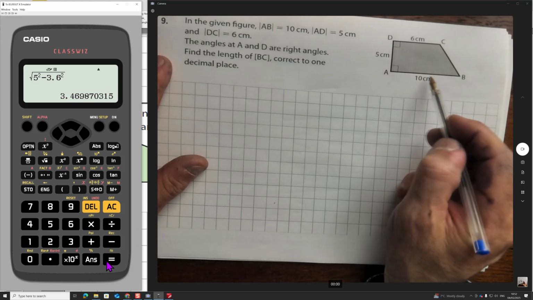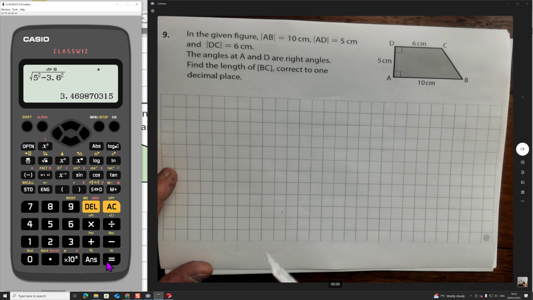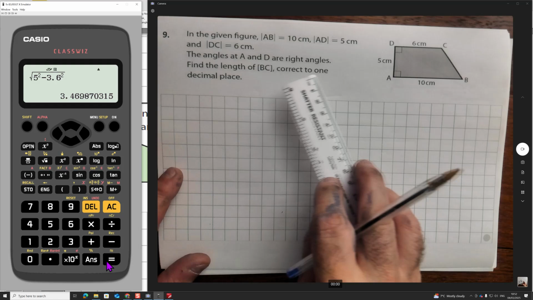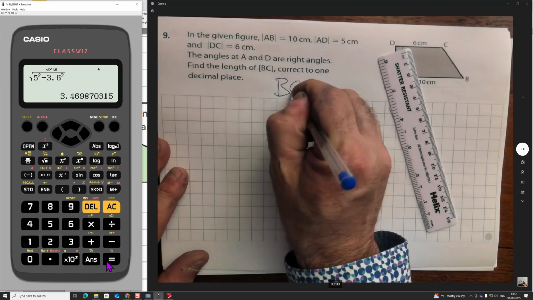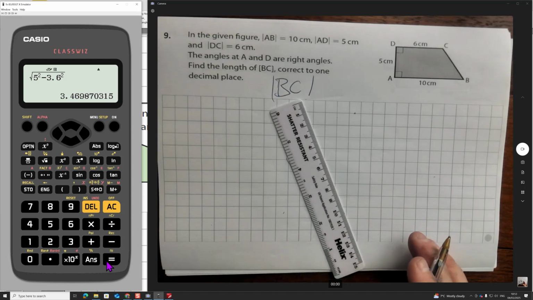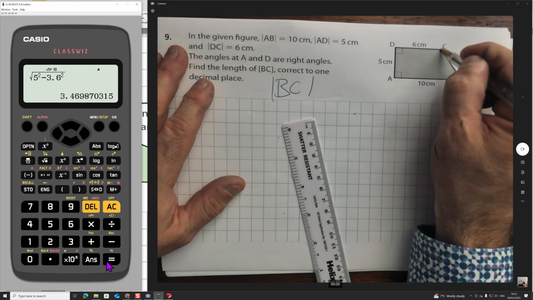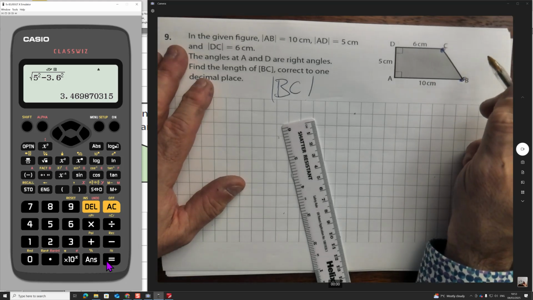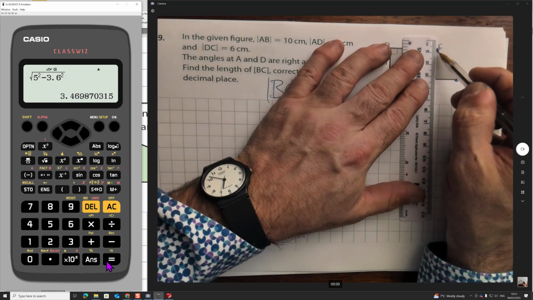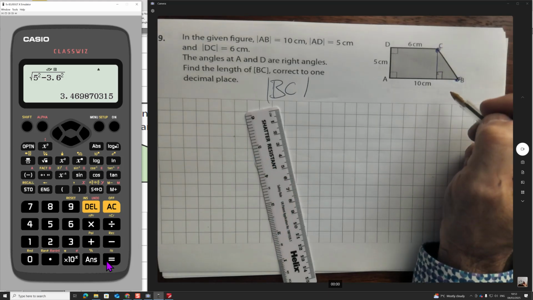We have, because of these two right angles, a trapezium. They're probably going to ask us to find the length from B to C, correct to one decimal place. Okay, so problem solving. Let's understand the question. We understand it already. We're trying to find the distance from here to here. Make a plan. My plan is to construct a right angle triangle here by dropping a perpendicular.